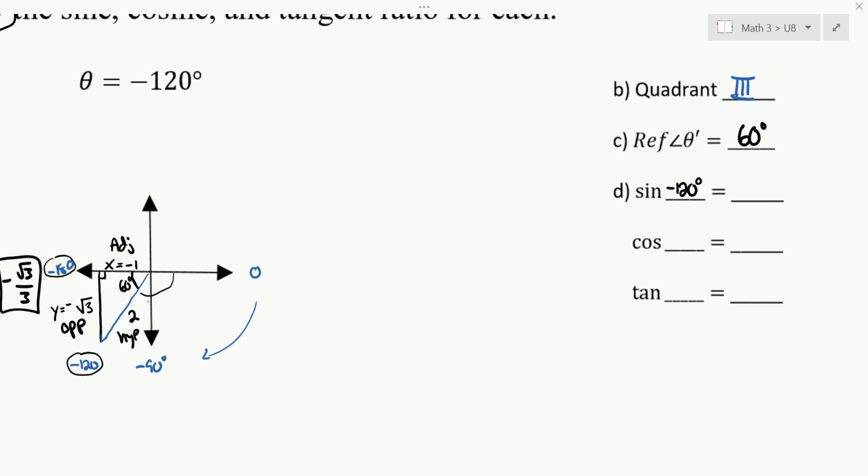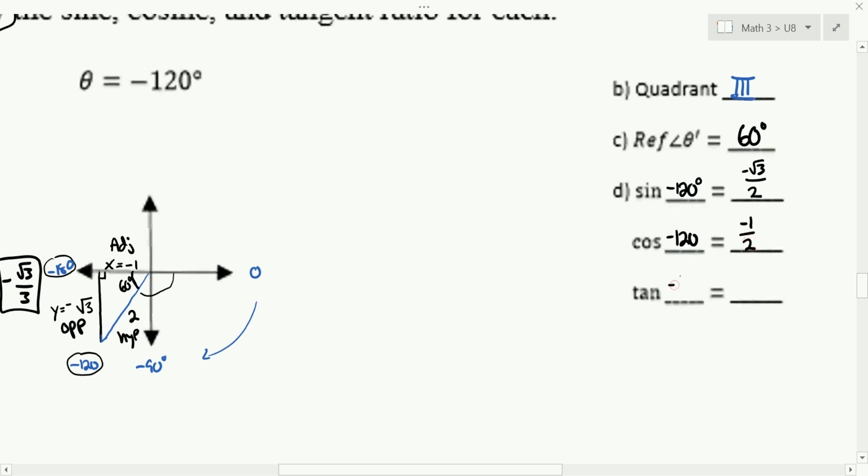And so sine is opposite over hypotenuse, so negative root 3 over 2. Cosine of negative 120 is adjacent over hypotenuse, so negative 1 over root 2. Sorry, negative 1 over 2. And tangent of negative 120 is opposite over adjacent, so negative root 3 over 1, which reduces to negative root 3.